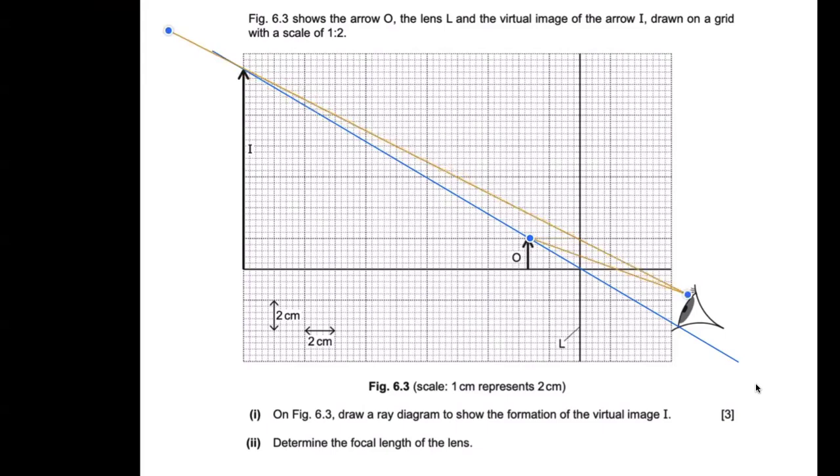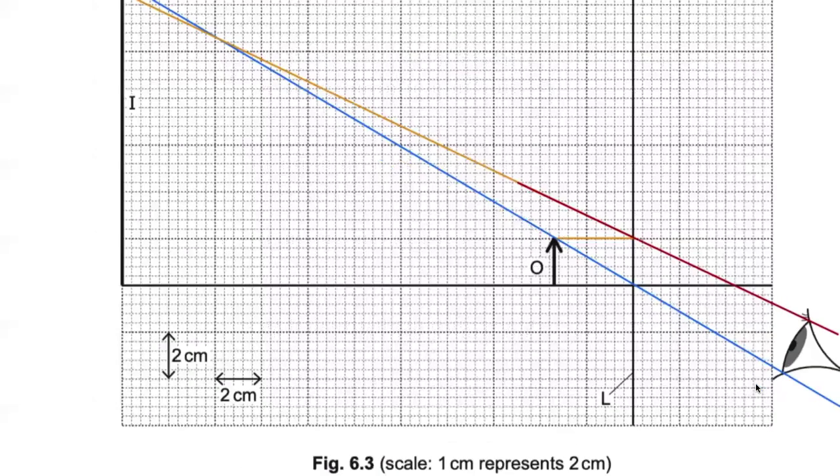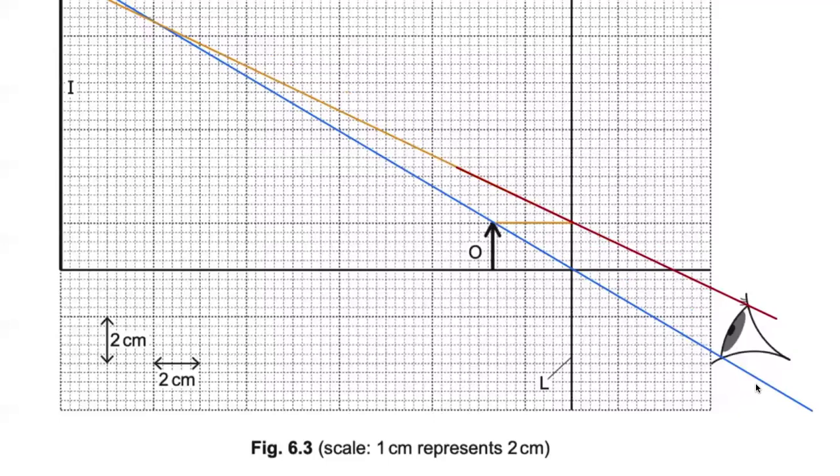And if I take this forward here, like this, I can figure out the focal length here, right? So the ray rule says that a ray parallel to the principal axis passes through the focal point. So this is probably my focal length here.